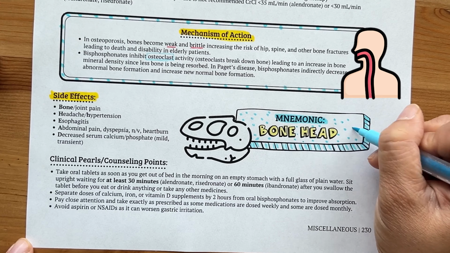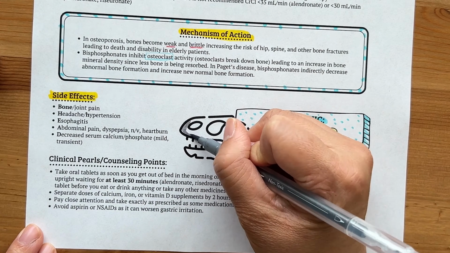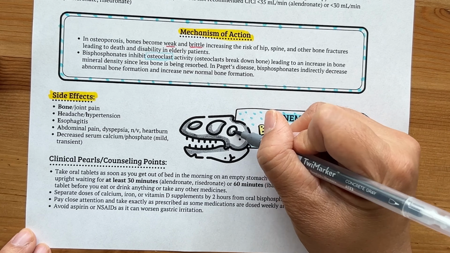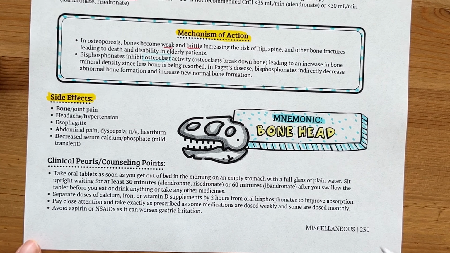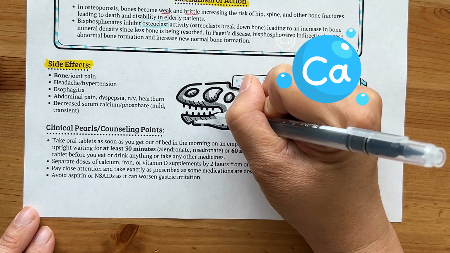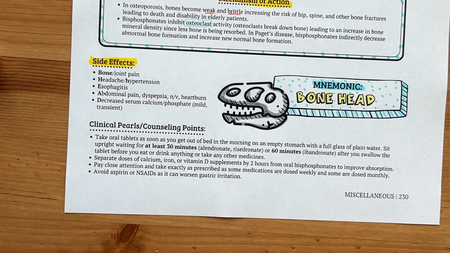Remember back to when I said that patients had to be able to sit upright after taking these medications for a certain period of time? Well, that's why. A is for abdominal pain, dyspepsia, nausea and vomiting, and heartburn. D is for decreased serum calcium and/or phosphate. This effect is usually mild and transient.